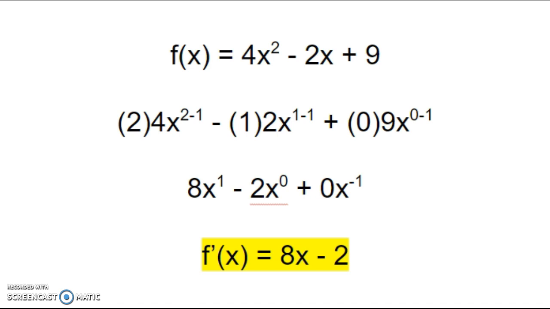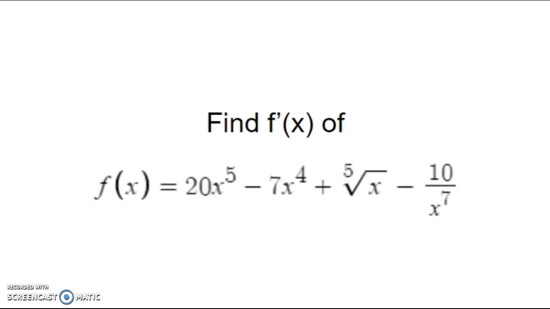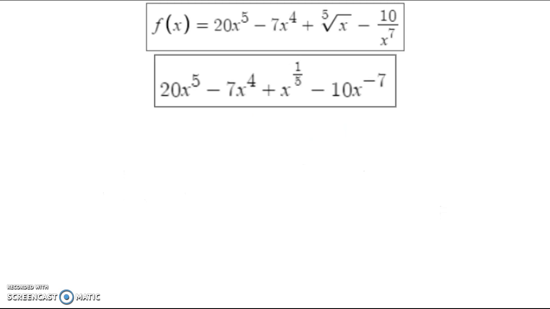Now that you have a handle on the basics, we can move on to some more complicated problems. The next problem is to find the derivative of f of x equals 20x to the 5th minus 7x to the 4th plus the 5th root of x minus 10 over x to the 7th. First, we need to get each part to the point where we could be able to work with them. 20x to the 5th and negative 7x to the 4th stay the same. The 5th root of x can become x to the 1 over 5 power, and negative 10 over x to the 7th can become negative 10x to the negative 7 power.